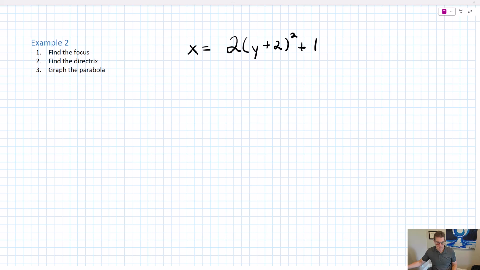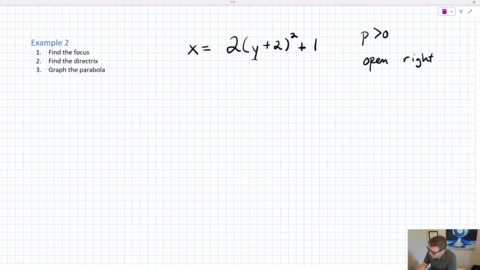Let's take a look at another example. Let's suppose that we have x equals 2 times (y plus 2) squared plus 1. Notice again that y is now the squared term, so this is going to open left and right, and we'll see that 2 is still positive, so p is going to be greater than 0, and so this is going to be opening to the right. A positive value, opening left and right, means we're going to get an open right.